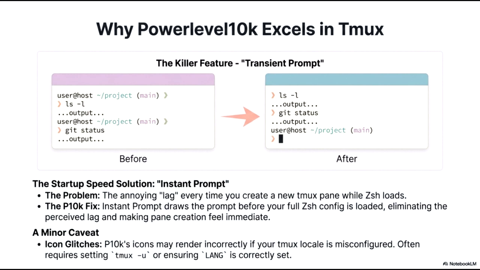Finally, it is important to be aware of a minor caveat regarding icon glitches. If icons appear incorrectly within a tmux session, it is likely a locale issue. This can usually be fixed by ensuring your LANG environment variable is properly configured, or by launching tmux with the -u flag to force UTF-8 support. Correcting these settings ensures that the sophisticated visuals of PowerLevel 10K remain crisp and legible throughout your workflow.